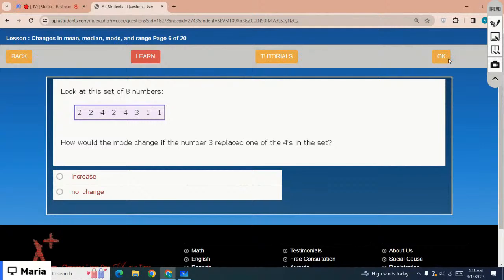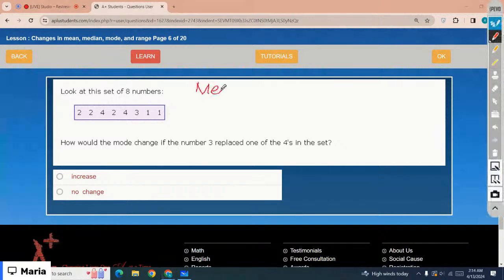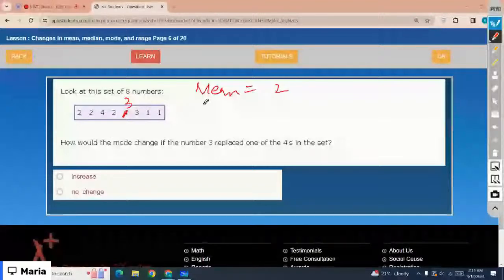Look at the set of 8 numbers. How would the mode change if the number 3 replaced one of the fours in the set? Okay, let's see. If the numbers are exactly the same, the mode is 2, right? How would the mode change if the number 3 replaced one of the fours? If a four is replaced by 3, still the mode is 2. No changes. So the correct option is no change. Got it? Because still the same.